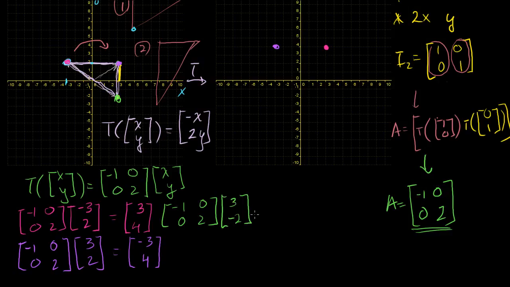Minus 1 times 3 is minus 3. And then 0 times minus 2 is just 0. So this becomes minus 3. And then 0 times 3 is 0. 2 times minus 2 is minus 4. So minus 3, minus 4. So this point right here becomes minus 3, minus 4. Becomes that point right there.